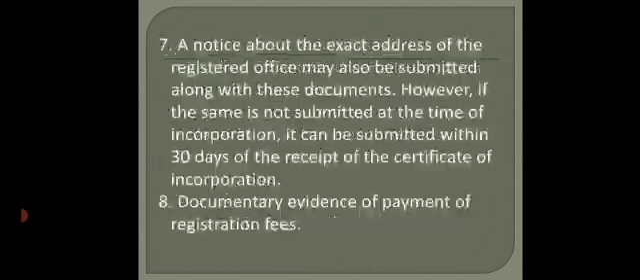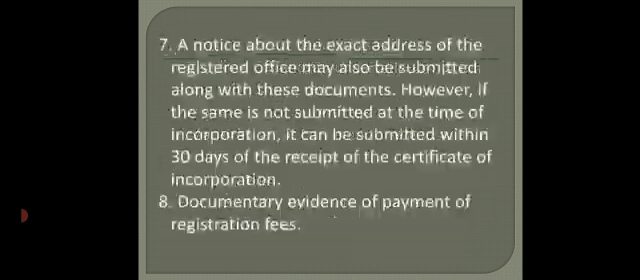Now I have already said, if till the incorporation stage the company is unable to finalize the place where the registered office can be situated, if they fail to submit that, they have 30 days time from the receipt of the certificate of incorporation. Within 30 days of getting that certificate, they can submit it to the registrar. And the last one is documentary evidence of payment of registration fees.